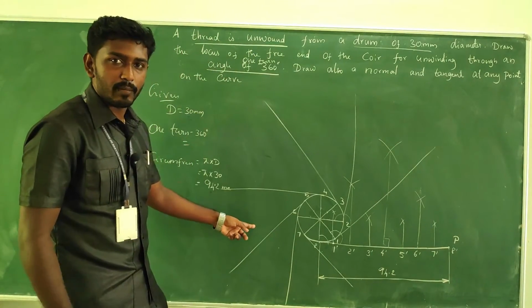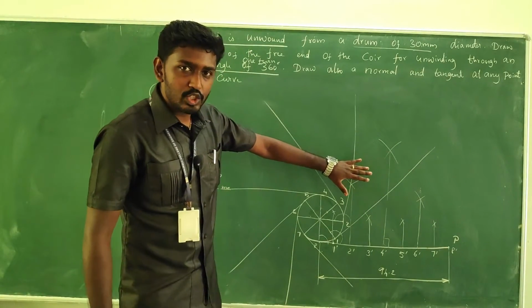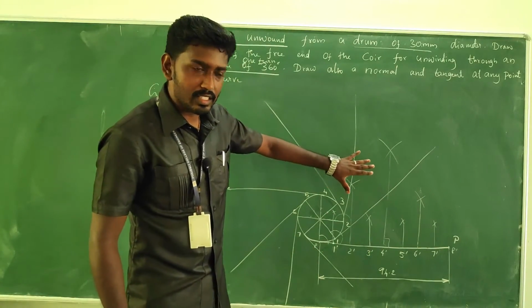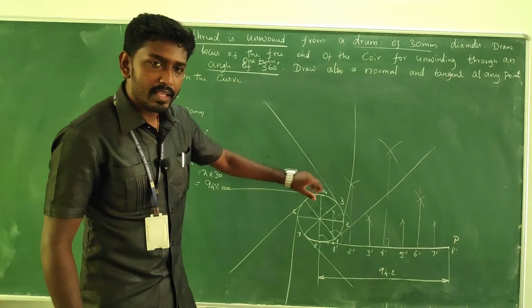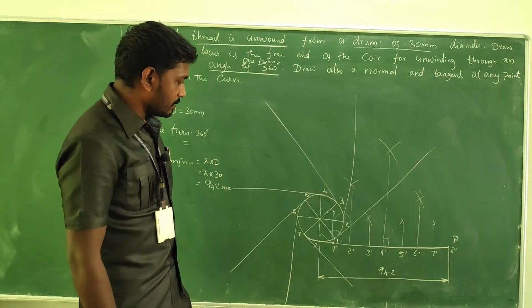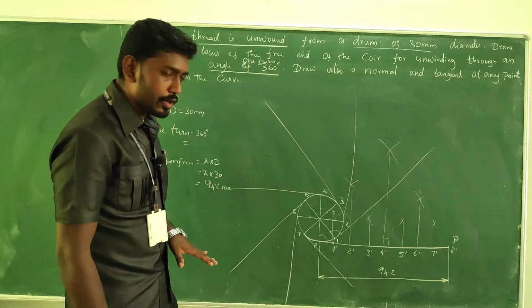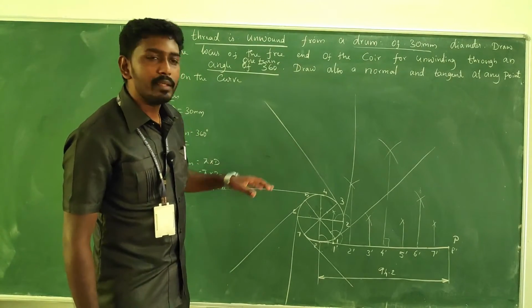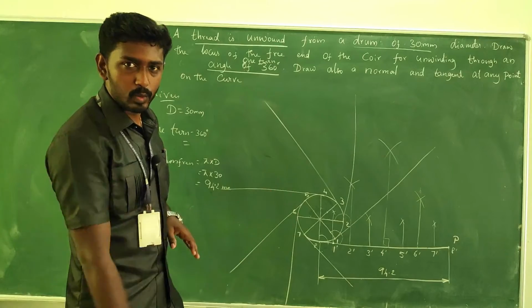So now it is divided. All the lines should be very thin as far as this profile is concerned. As of now, it should be very thin, right? And then it is divided into 8 equal parts. Now it is ready to have all the points in order to trace the involute, right?